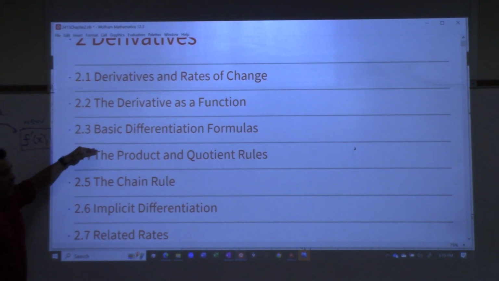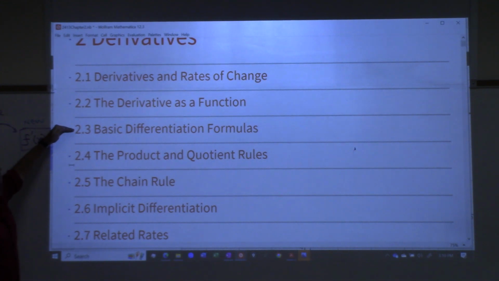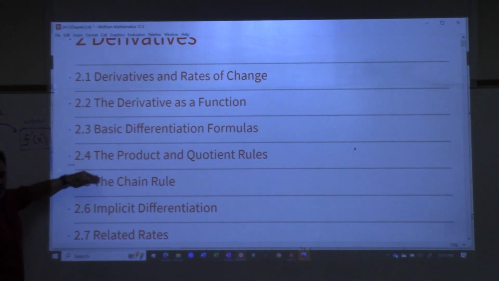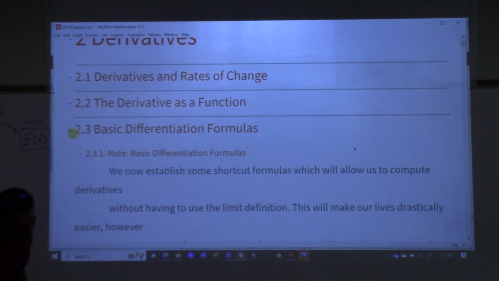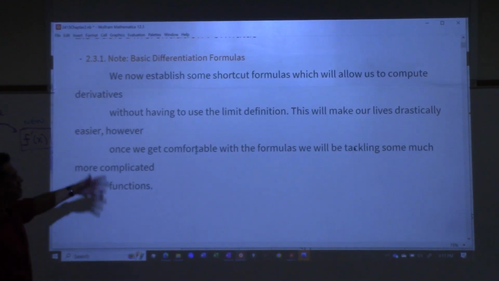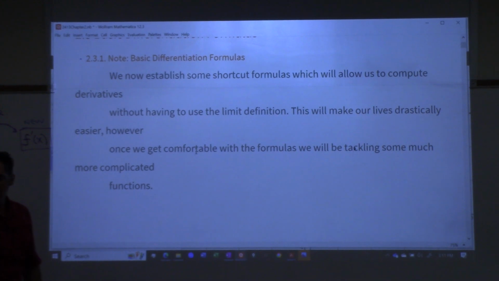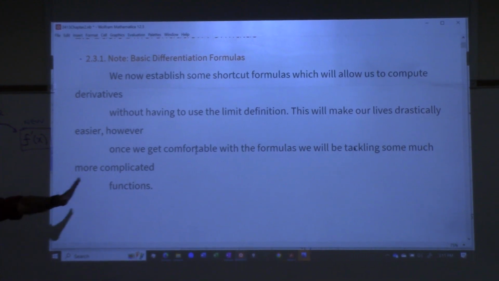Are these on the test? Only 2.3, all right. So let's start with 2.3. So this is just me saying the torture's over. Now we get shortcut rules. You're allowed to use these rules from here on out. You can use these rules unless I tell you to use the limit definition.